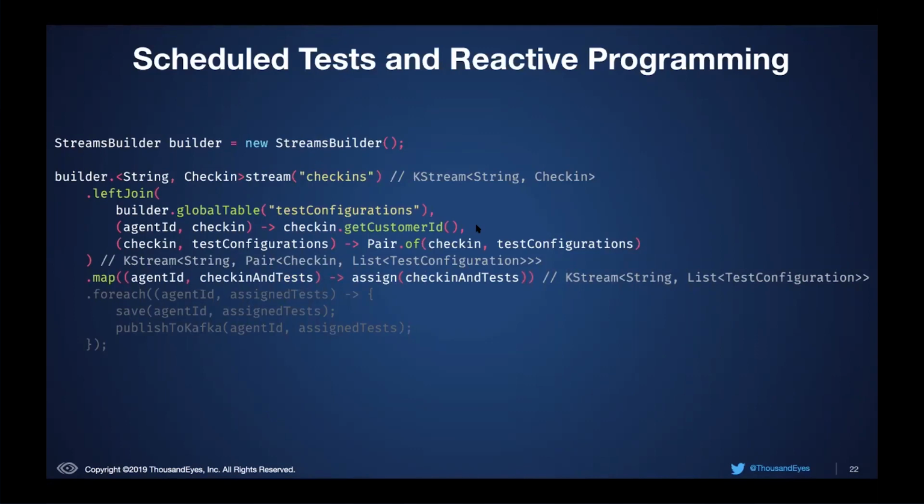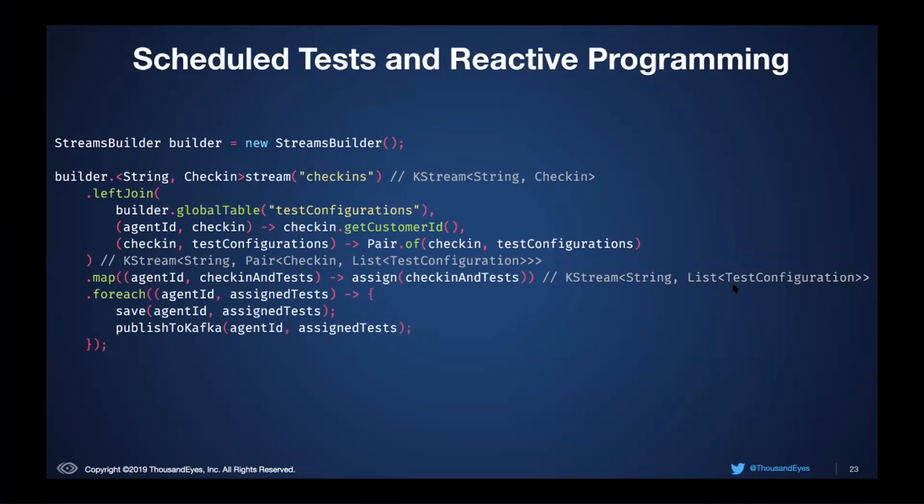After that, we want to do a map operator, and map is basically the same as any other map operator that you've seen in any other programming language. It takes an input value and turns it into an output value. And in our case, we call this assign method on the results. What the assign method does is it looks at the tests that are in this customer's account, applies the filters to the check-in to see which ones match, and then outputs the list of tests that match this check-in.